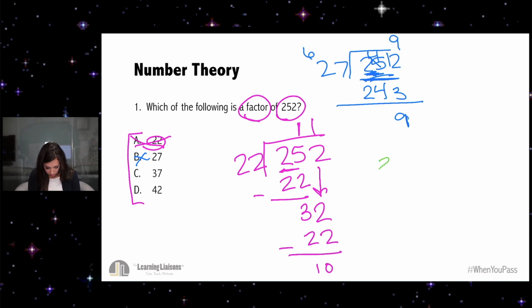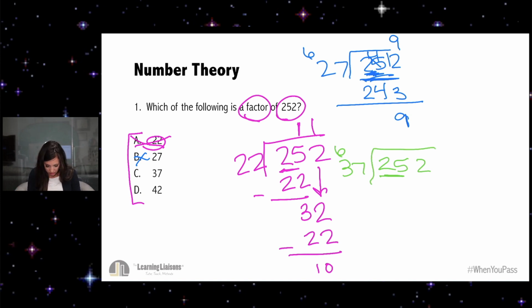252 divided by 37. 37 can't go into 25. It might go into 252. I'm going to do 9 again because I already know that I can use the number 9, since I used it for the number 27. So 9 times 7 is 63, 27, 33. Nope, that didn't work. I'm going to use the number 8 instead. Sometimes you have to do a little bit of guessing and checking.